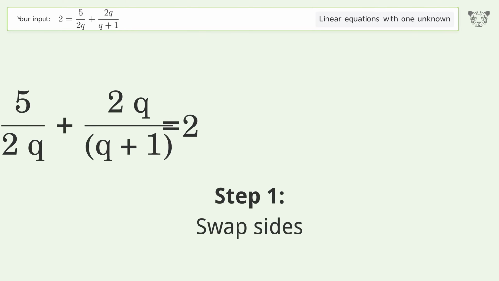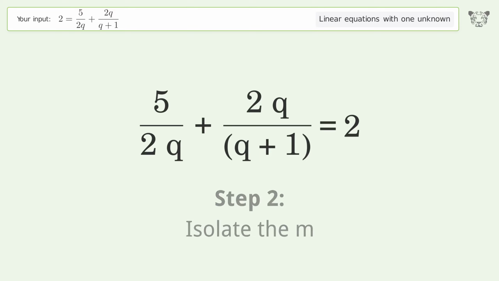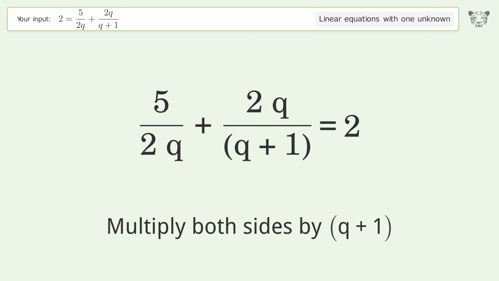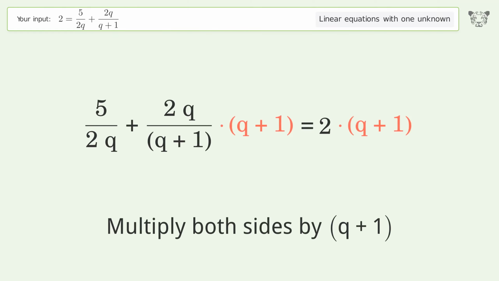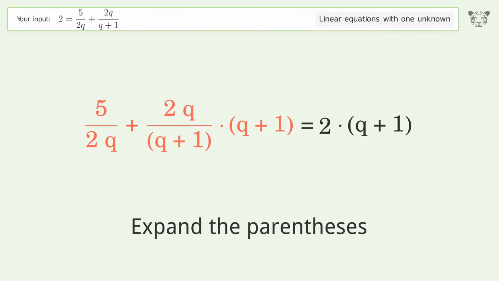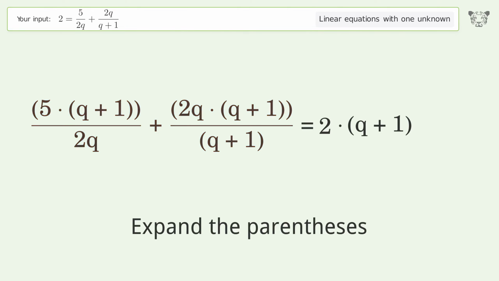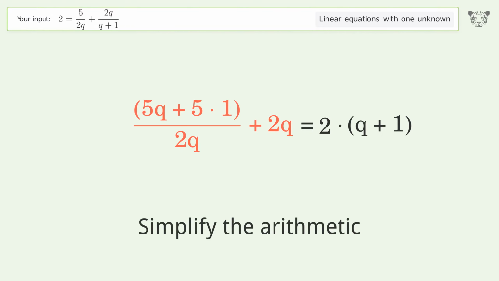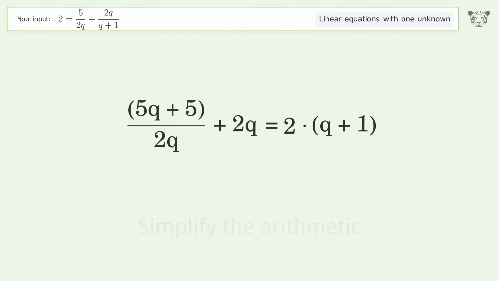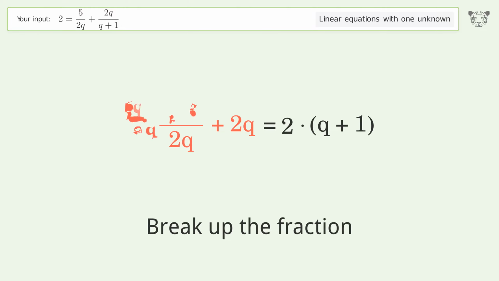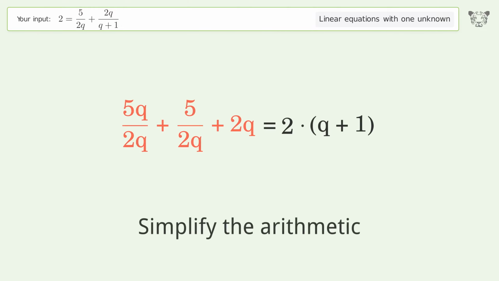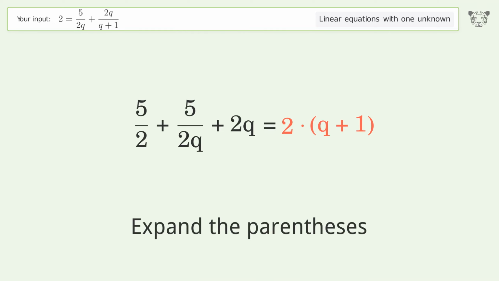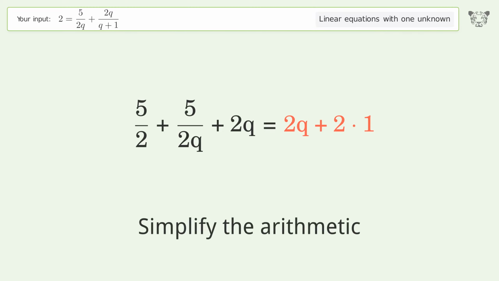Swap sides. Isolate the m. Multiply both sides by q+1. Expand the parentheses. Simplify the arithmetic. Break up the fraction. Simplify the arithmetic. Expand the parentheses. Simplify the arithmetic.